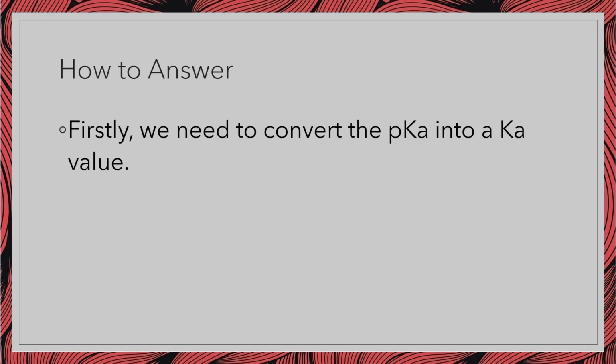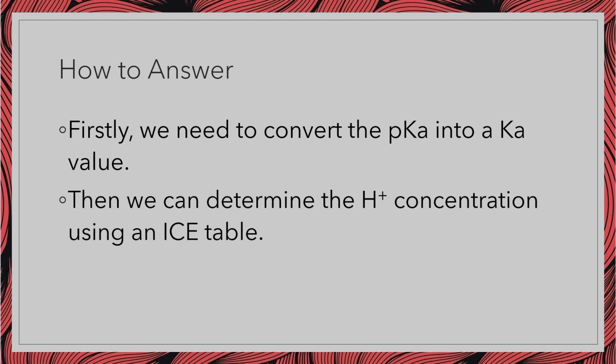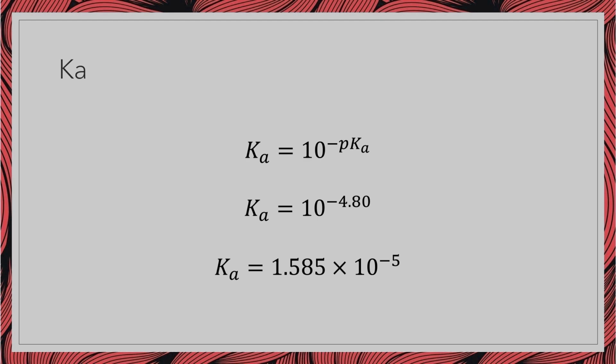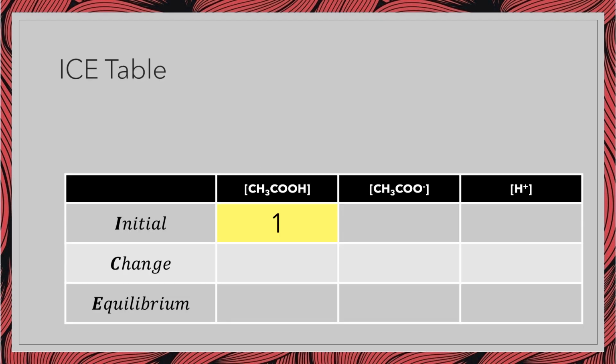So how do we answer it? Firstly, convert our pKa into Ka. We then determine the H+ concentration using an ice table, just like we've done with all other equilibrium situations. The value can then be used to calculate pH. So there are 3 broad steps, but I'm going to take you through it step by step. Firstly, Ka. We know Ka is 10 to the power of negative pKa. So 10 to the power of negative 4.8 is 1.585 times 10 to the negative 5.